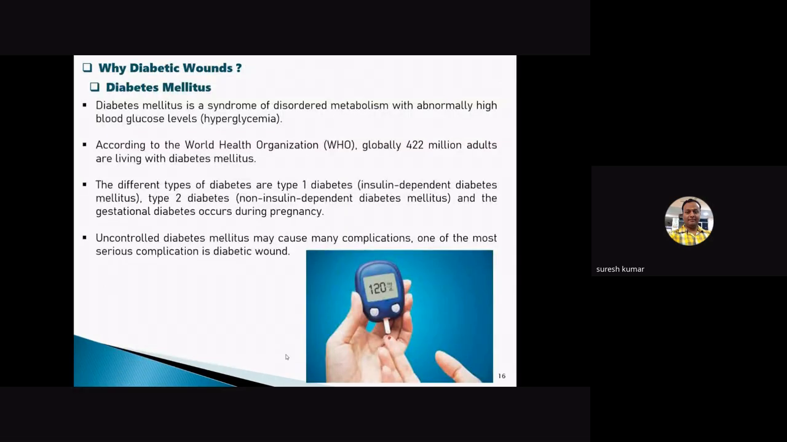So this is very basic. What is diabetes mellitus? Most of us are aware. According to the WHO, globally 432 million adults are living with diabetes mellitus. Two types of diabetes: type 1 and type 2, insulin dependent and non-insulin dependent. Uncontrolled diabetes mellitus may cause many complications, and one of the most serious complications is the diabetic wound, which we are going to show in an experimental model.